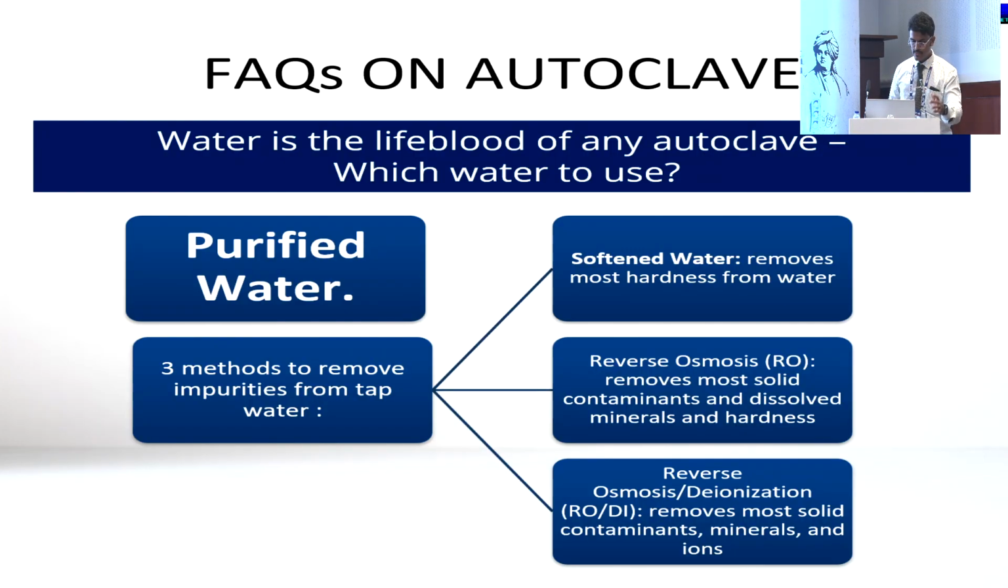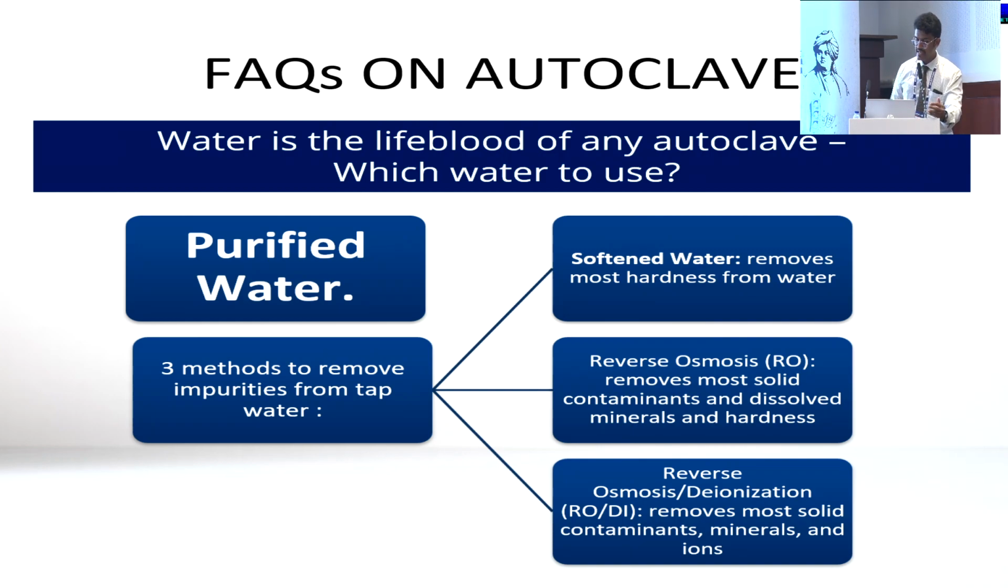So we spoke about the water source. Remember, there are three ways of going about it. One is softened water, which is gotten after removing the hardness part using a filter. Then comes reverse osmosis, and along with reverse osmosis is the deionization process.